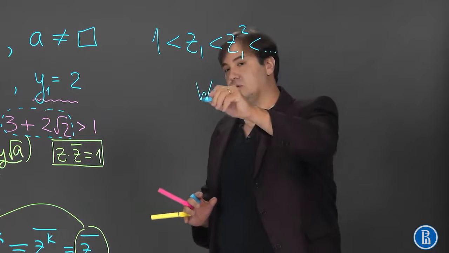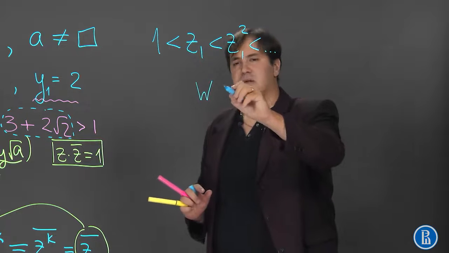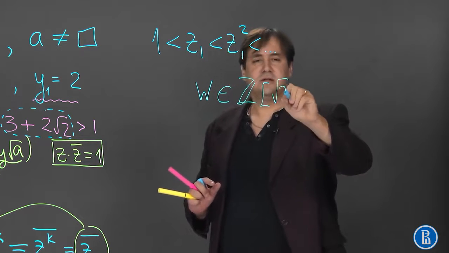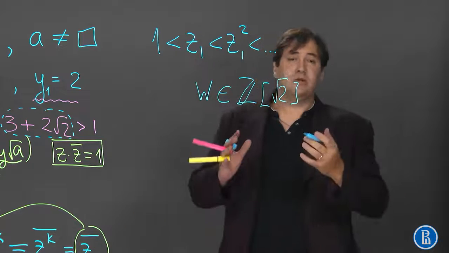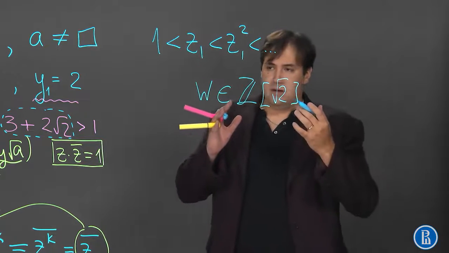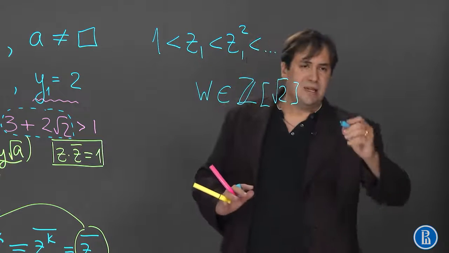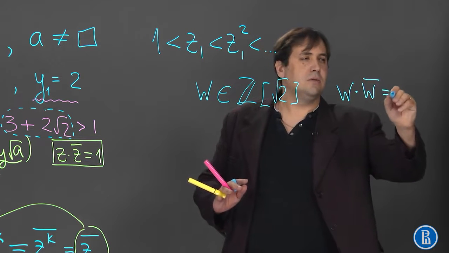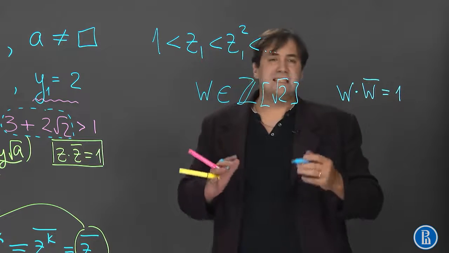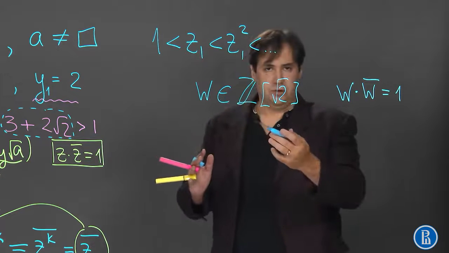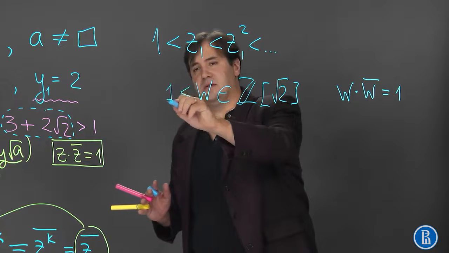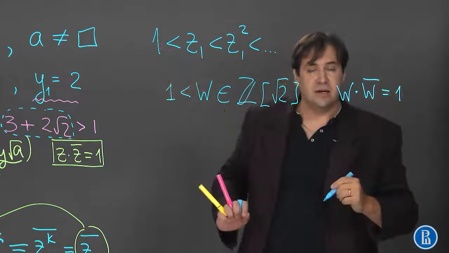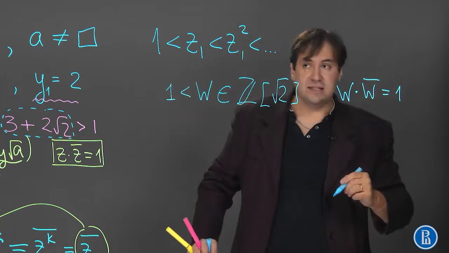Suppose that we have another solution w, which also belongs to this ring of quadratic integers, and which is also a solution. What does it mean that w is a solution? It means that w multiplied by w conjugated is equal to 1. What does it mean that this is another solution? We suppose that w is a solution greater than 1 other than those that are contained in this sequence.